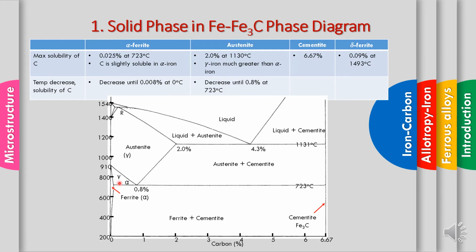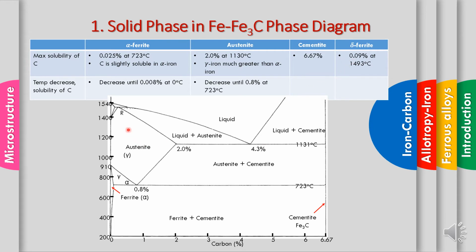And for the austenite, in this region, it is 2% at 1130 or 1131 degrees Celsius here. The gamma iron is much greater than alpha iron, basically. And for the cementite, the cementite region is around here. This is for the cementite. The carbon content is 6.67%.